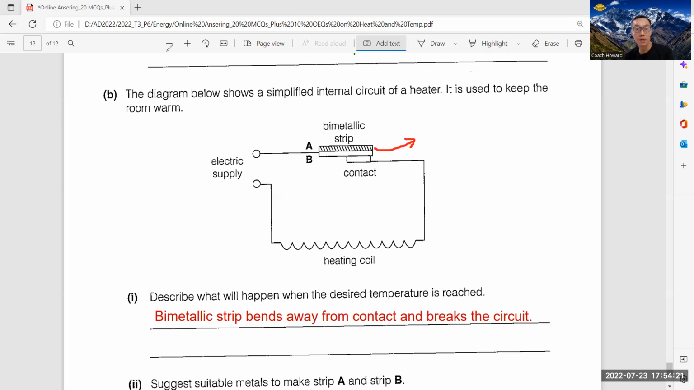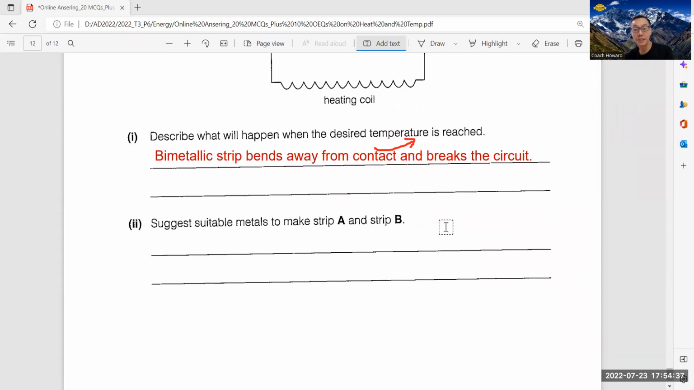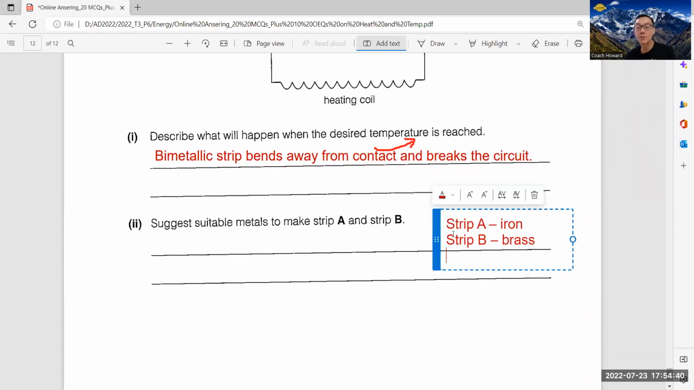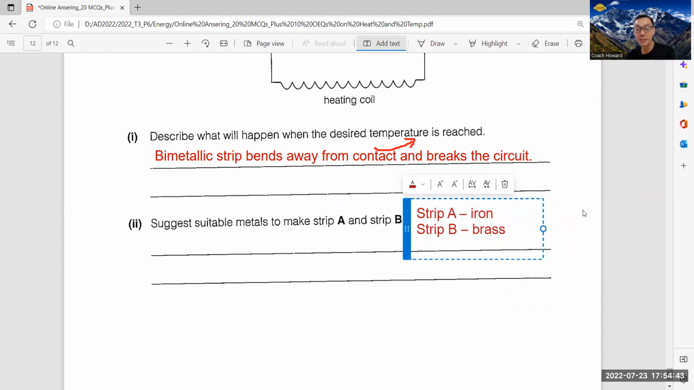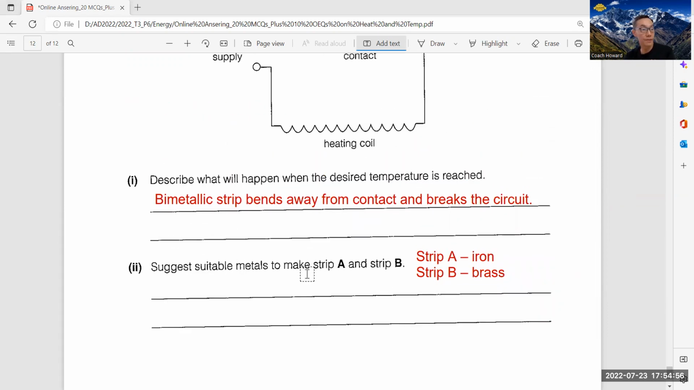Okay, now they ask you, suggest the materials for A and B. So I want B to expand more, remember the previous question. So B should be brass, and A should be iron. Because initially there's one question. So strip A is iron, strip B is brass. Okay, done. Very good. Finish. So you take note of this.